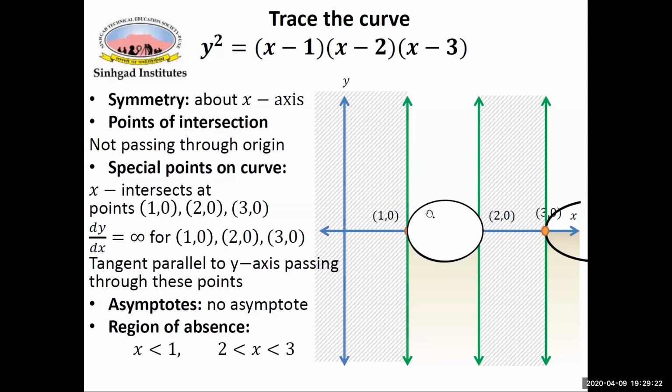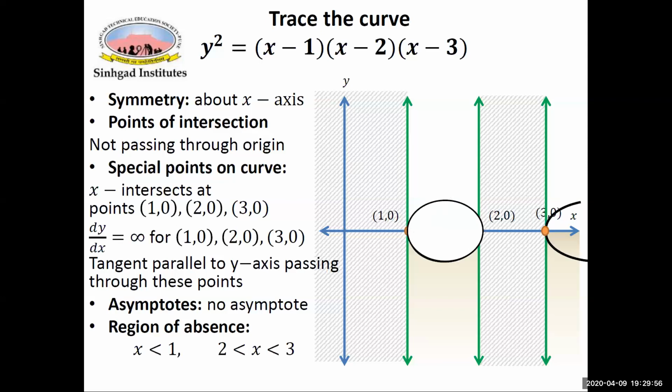So directly you can draw a loop between these 2 points, (1, 0) and (2, 0). And after 3, the value of y will go on increasing. We can observe it from the equation. So the nature of the curve is like this. We have drawn the tangents at (1, 0), (2, 0), (3, 0), which are parallel tangents. There is a loop between 1 and 2, and the curve is infinitely increasing after 3. So this is the case where an asymptote does not exist.